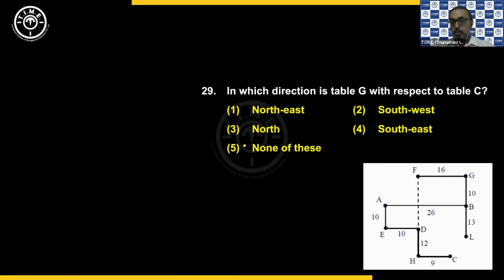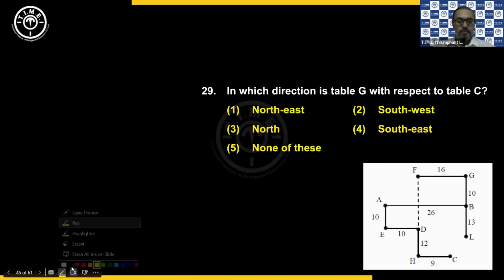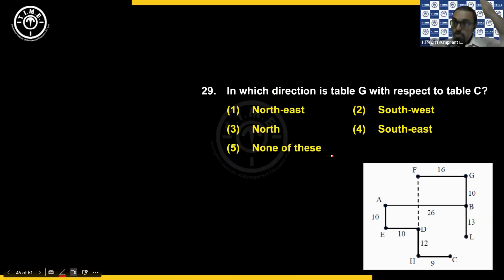Right. Okay. So now coming to the questions. He says, in which direction is G? So I need to know the direction of G with respect to C. So from C, check here in the diagram, where is G? So on this side, correct? So we have above is north, our right is east. So definitely the direction is northeast. Correct?